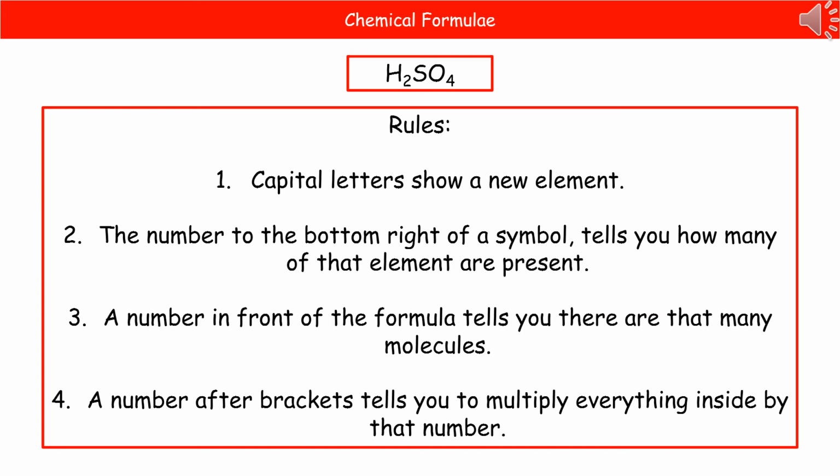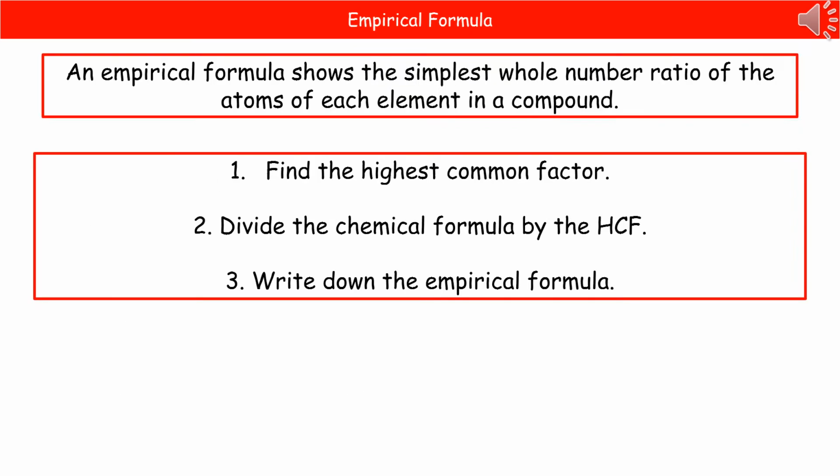A few key rules when we're thinking about our chemical formulae to bear in mind. When we see a capital letter, that tells us it's a new element. The number to the bottom right of a symbol tells you how many of that element are present. A number in front of the formula tells you there are that many molecules present. And if we've got brackets and a number after it, then you multiply everything inside the brackets by that number.